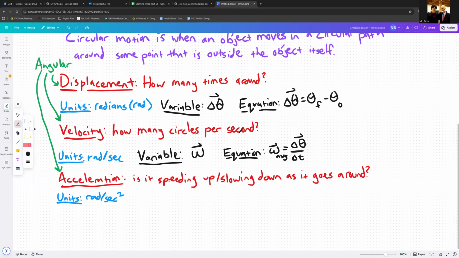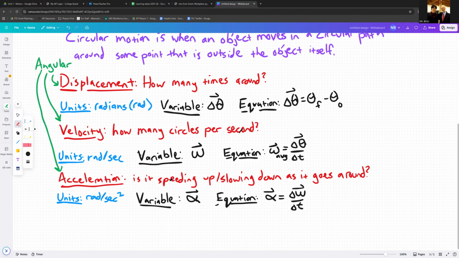All right, lastly, acceleration. The variable is alpha. Kind of looks like a fish. This is your Greek letter alpha, alpha for angular acceleration. And it also has a basic equation to work with. Acceleration is same as it was in unit 1. It's change in velocity over change in time. So really nothing has changed in terms of the basic understanding of what displacement, velocity, and acceleration are. They're still just, well, how far did it go? How many times around? How fast is it going? How many circles per second? And is it speeding up, slowing down, or changing direction?